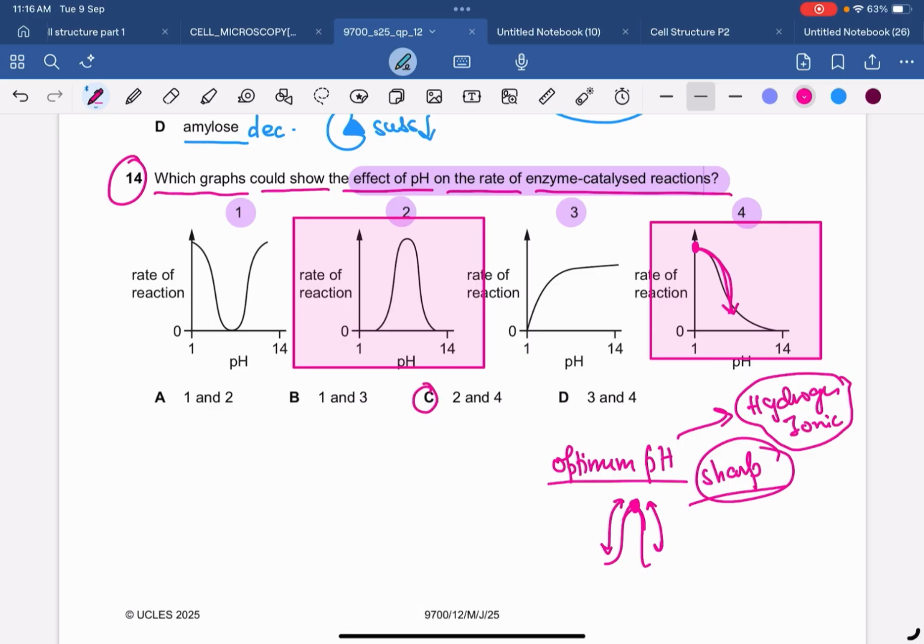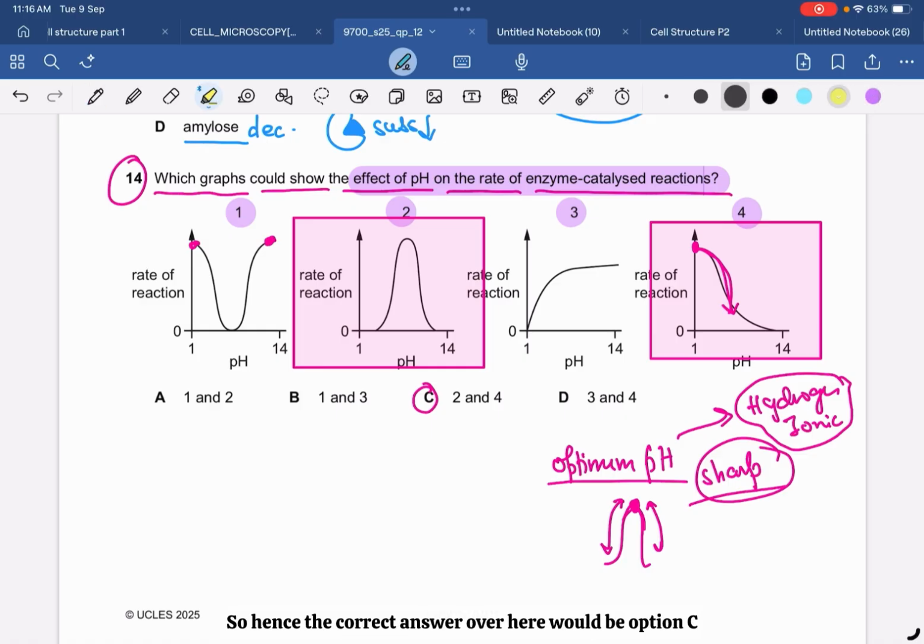Now why is graph 1 not a graph of the pH? Because it is showing optimum activity at two different pH values, which cannot be the case. So hence the correct answer here would be option C. Graphs 2 and 4 are showing the effect of pH on the rate of the enzyme catalyzed reaction.